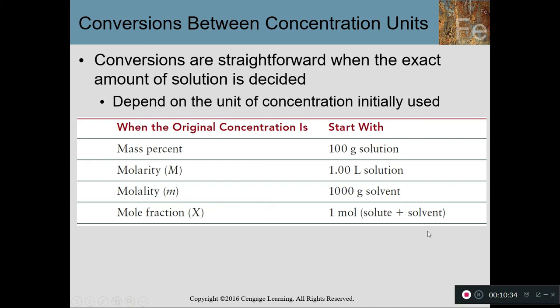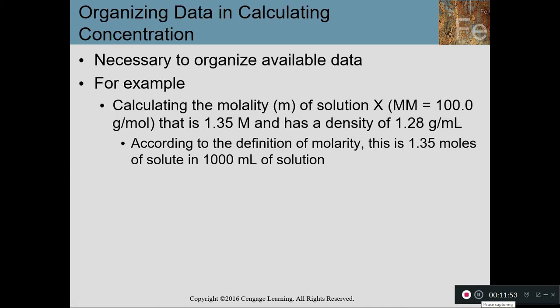Let's look at an example of how we do that. Okay, so we're going to do an example here. It asks you to calculate the molality of a solution, some compound they're going to give you that happens to have a molar mass of 100, which makes the math a little bit easier. And that solution is 1.35 molar, 1.35 moles per liter, and it has a density of 1.28 grams per mL. You're going to see this density being given to you because in order to go from volume to mass of a solution, you need a density.